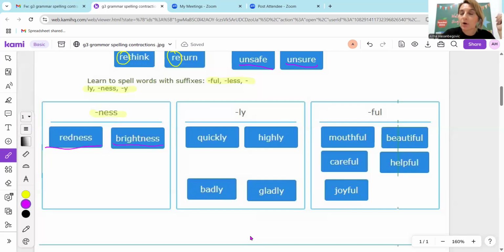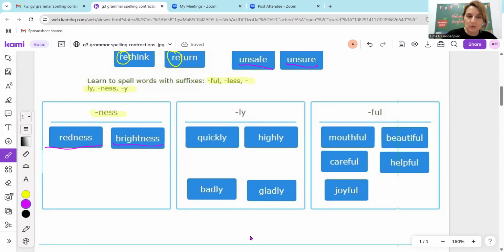Second one, brightness. You put them together and you get brightness. Good job. One more time. Redness. Put together, redness. Brightness. Put together, brightness.